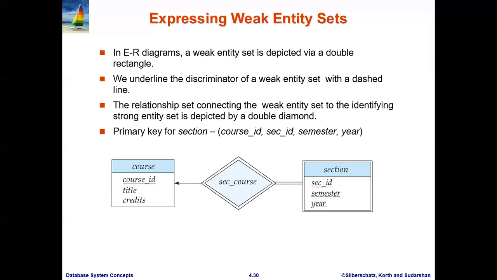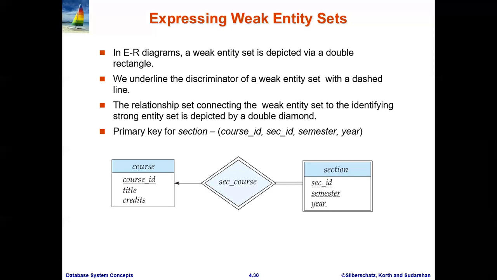We underline the discriminator of a weak entity set with a dashed line. So all the attributes which distinguish among the entities of the weak entity set are discriminators, and those are shown as a dotted or dashed underline. So section_ID, semester, year are shown as dashed lines, which act as the discriminator of the weak entity set, meaning the partial key of the weak entity set section.